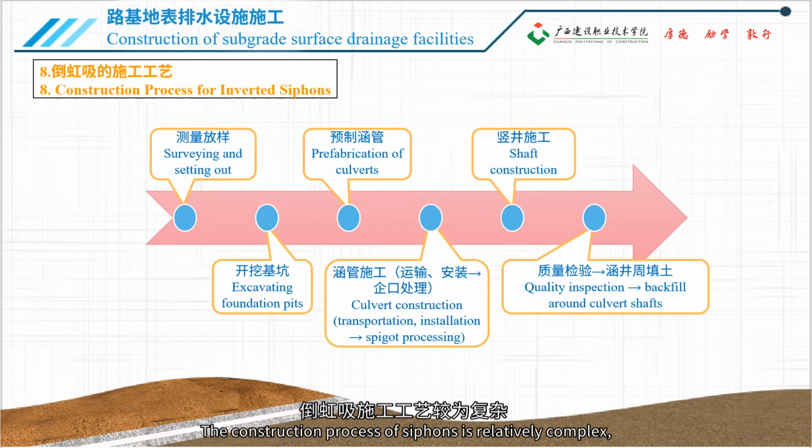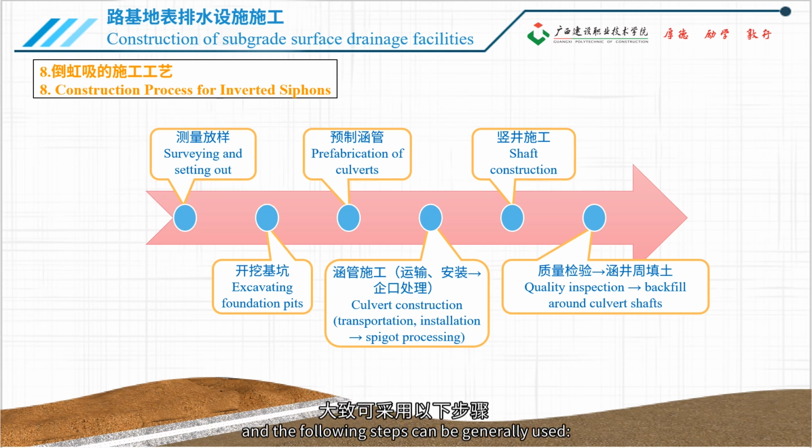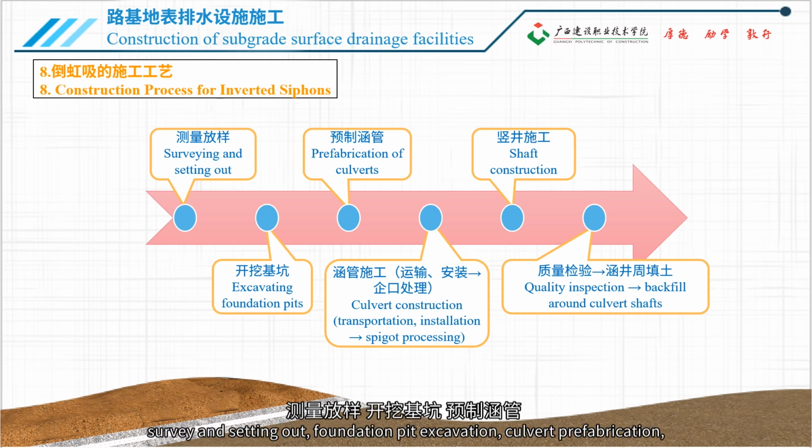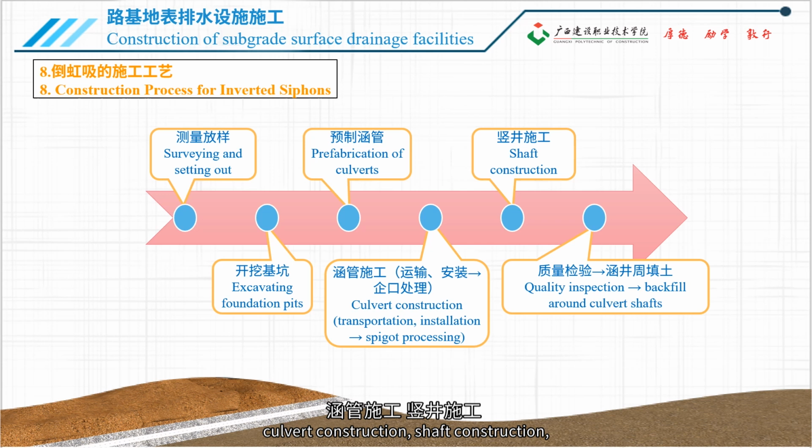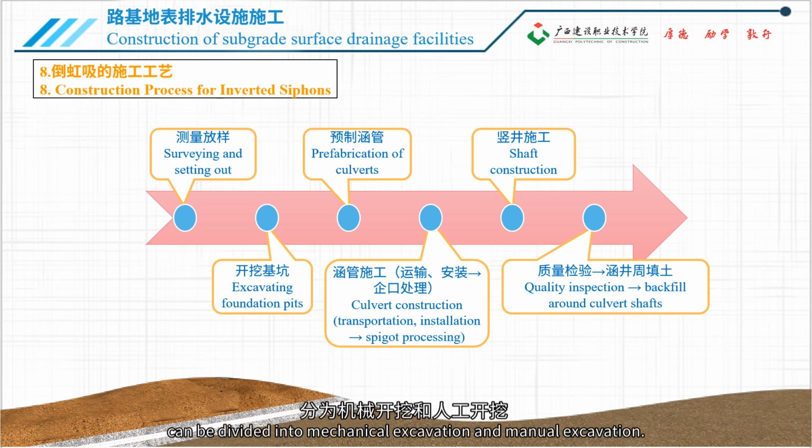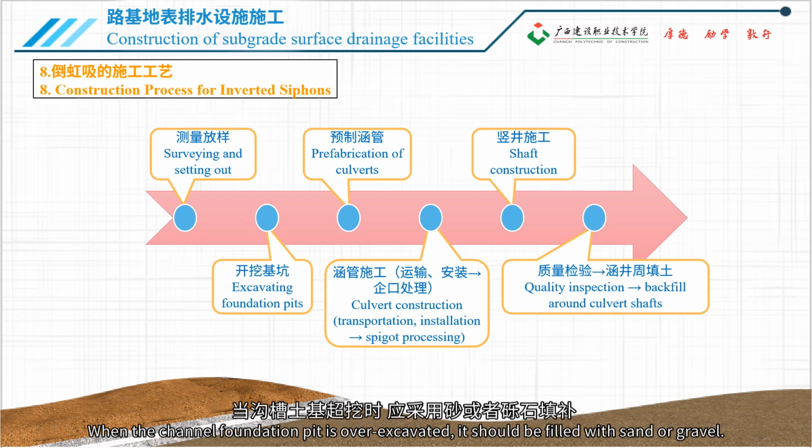The construction process of siphons is relatively complex, and the following steps can be generally used: survey and setting out, foundation pit excavation, culvert prefabrication, culvert construction, shaft construction, quality inspection, and ditch backfilling around the culvert. The excavation of pits and channels can be divided into mechanical excavation and manual excavation. When the channel foundation pit is over-excavated, it should be filled with sand or gravel.